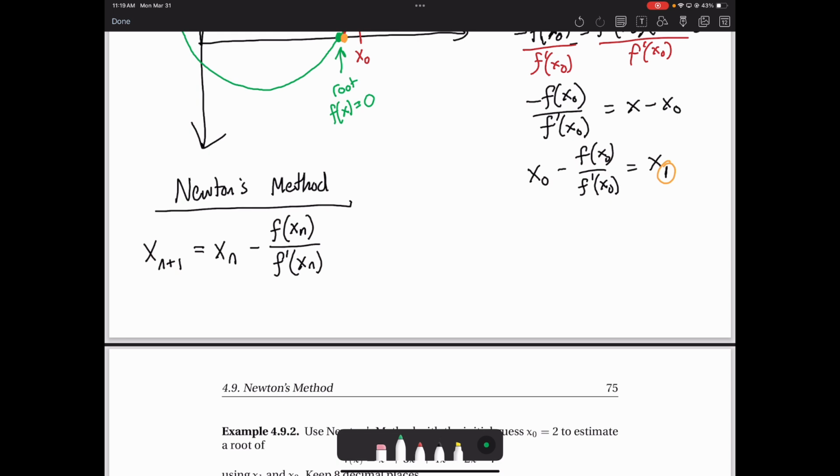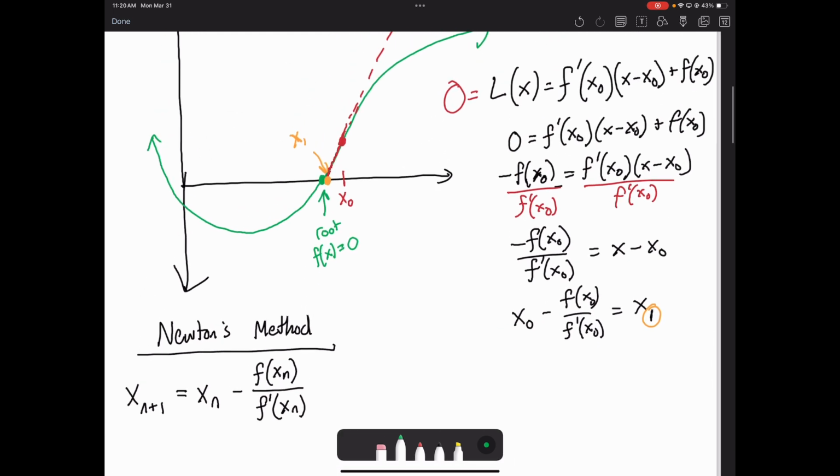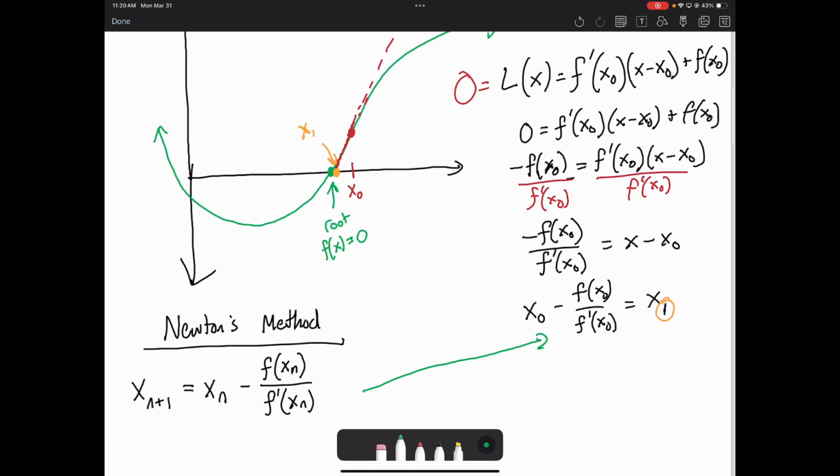And hopefully you can see how that matches what we got when we actually set it equal to 0 and solved, right? Where does this formula come from? It comes from that process we just walked through over here of take your linear approximation, set it equal to 0, and solve for what that x value is. Okay. So that's Newton's method.